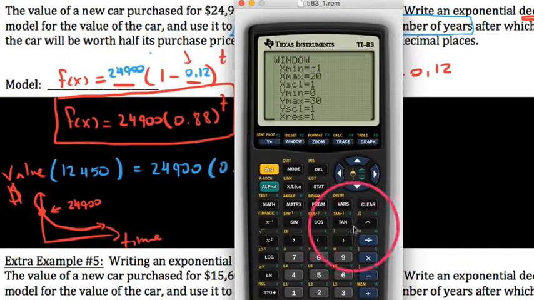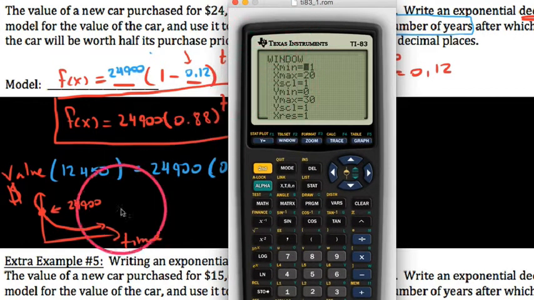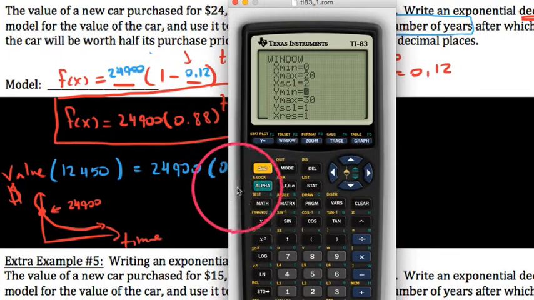So what we're going to do is go into our window setting here. We'll start with our x values. Let's start with an x value of 0, and we'll go out 20 years later, and how about we go by 2's? And then on our y-axis, our smallest y value will start at $0. We're never going to get down to a value of 0. But our y maximum, let's go up to, I suppose, 24,900. We'll go up to 25,000.